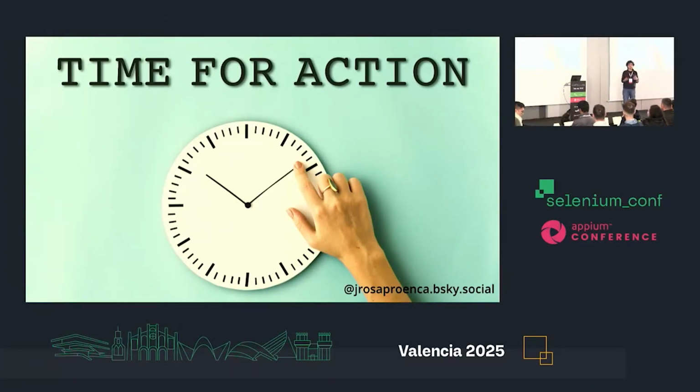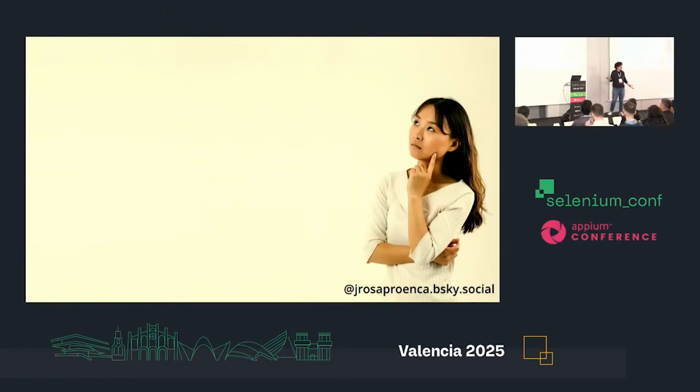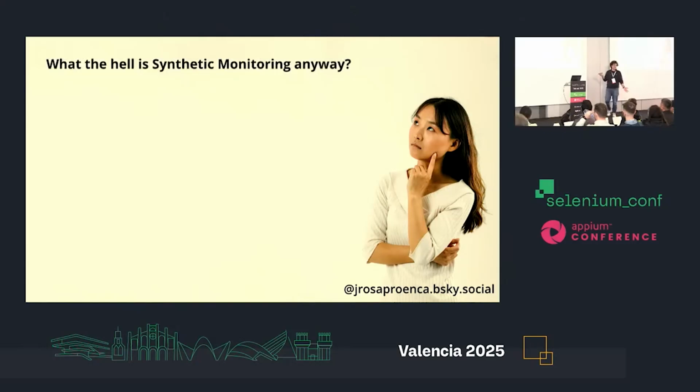And so I started looking into this topic of, okay, I'm using automated tests to exercise production every half hour. What exactly is this? And I found out throughout my research that this has a name. It's called synthetic monitoring.